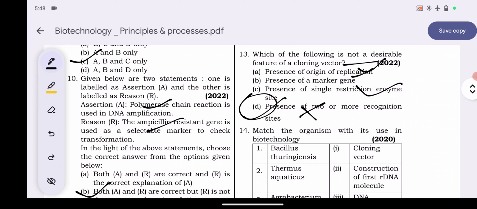Explanation: option D is the correct answer because cloning vectors are the carriers of the desired gene in the host cell. The features desired in a cloning vector are presence of origin of replication, presence of marker gene, and presence of very few, preferably single, recognition site for the commonly used restriction enzyme. So option D is your answer.